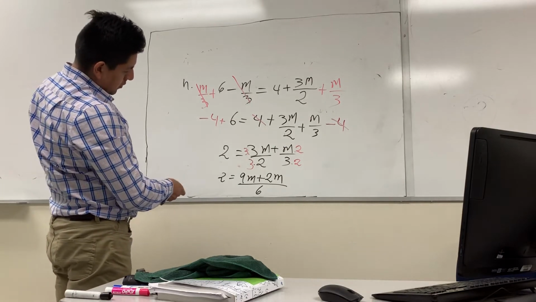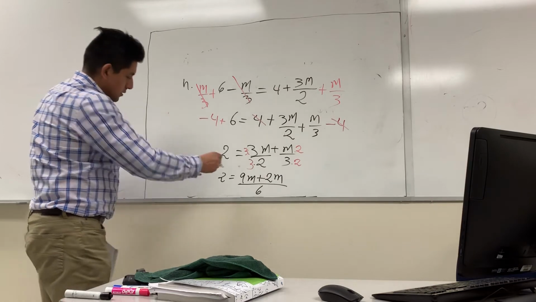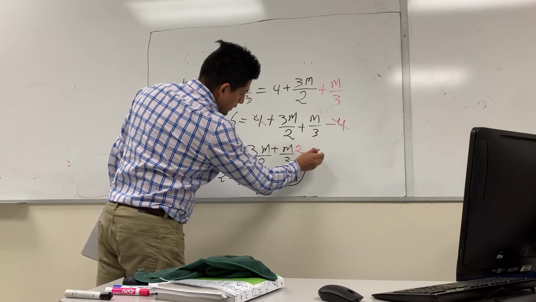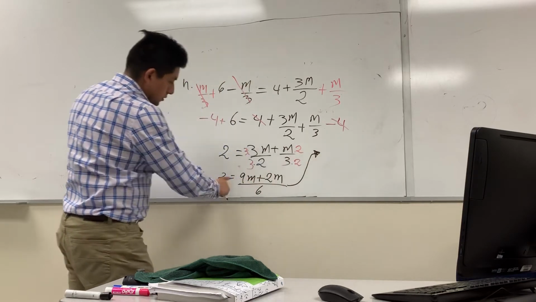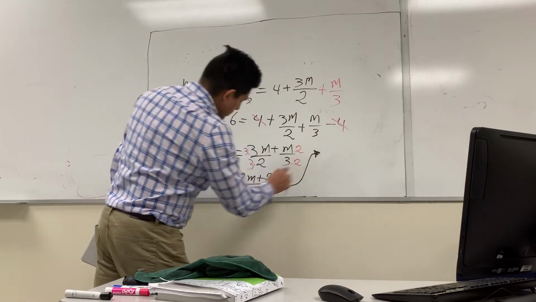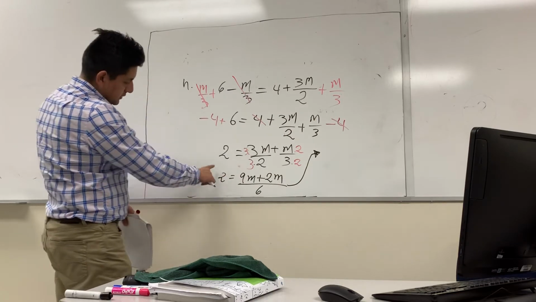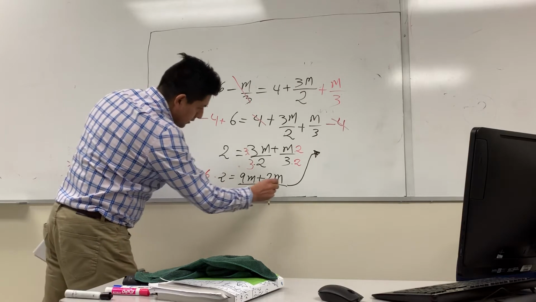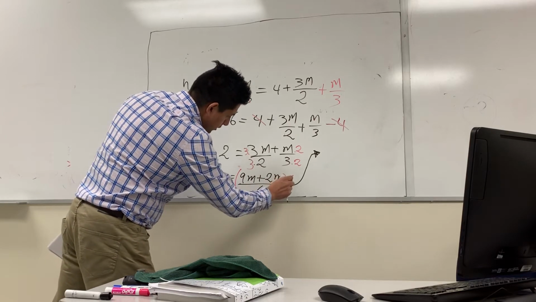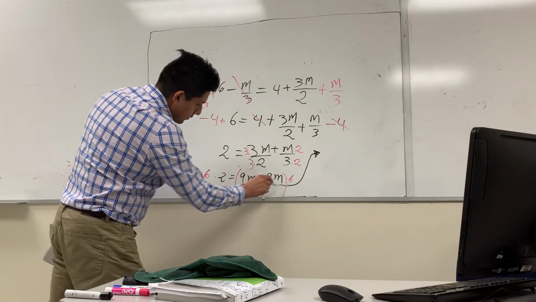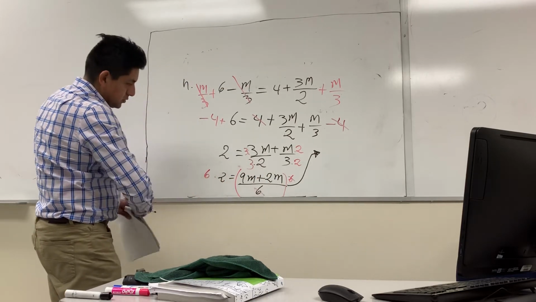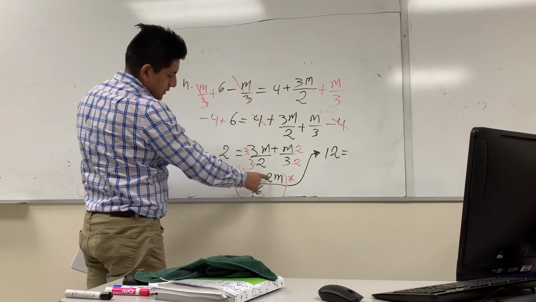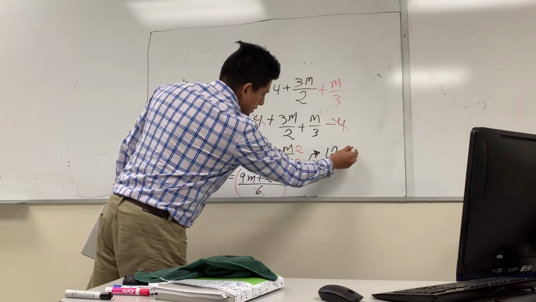So at this point, what we can do is, right here, okay, so I have 2. Okay, let me multiply everything times 6. I'm going to multiply times 6 to each side, so that way I can get rid of this denominator. Okay, so 2 times 6 is 12. So 12 is equal to 9m plus 2m, which is 11m.